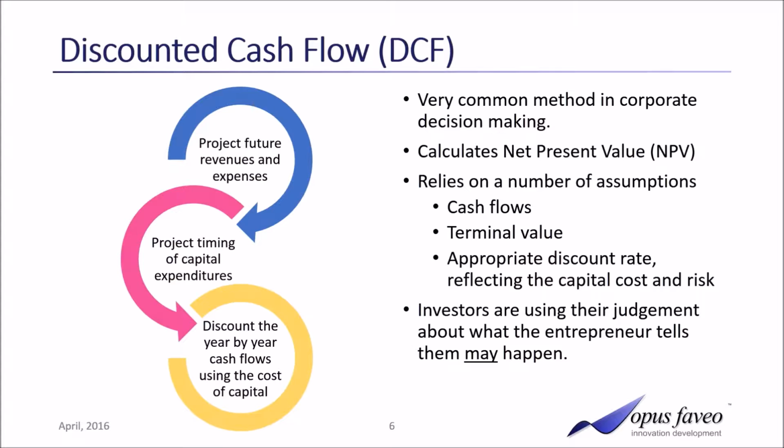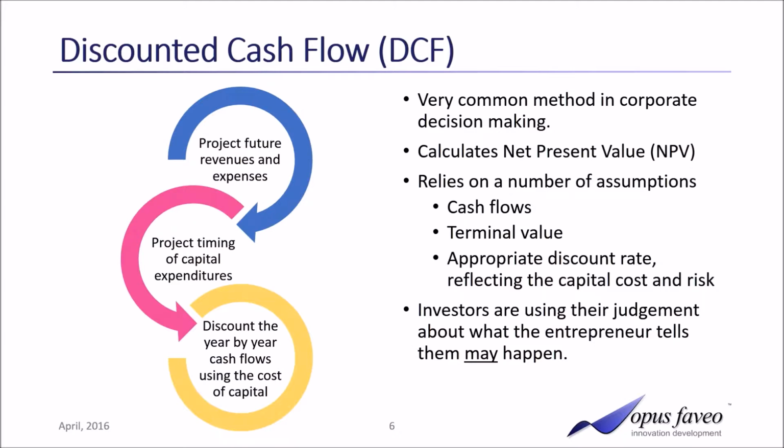So the basic math on this is pretty straightforward. The real challenge is in the assumptions, and those include what the projected cash flows are, which is subject to a lot of uncertainty, and also the terminal value, which is the value at the end of the time period that you've done the projections for. And that's a really big factor. And then the appropriate discount rate, which needs to reflect the time value of money and the risk involved.